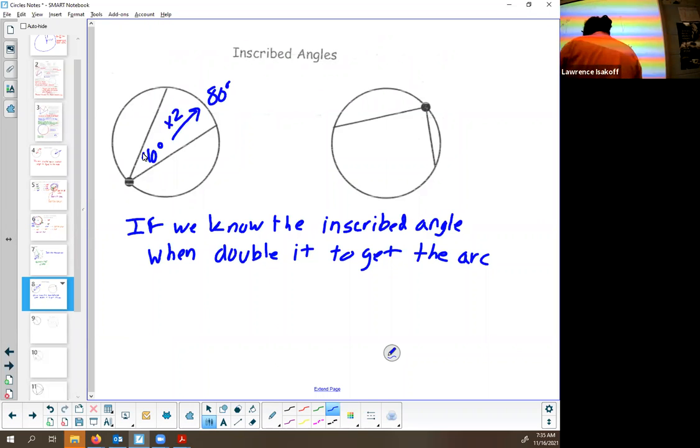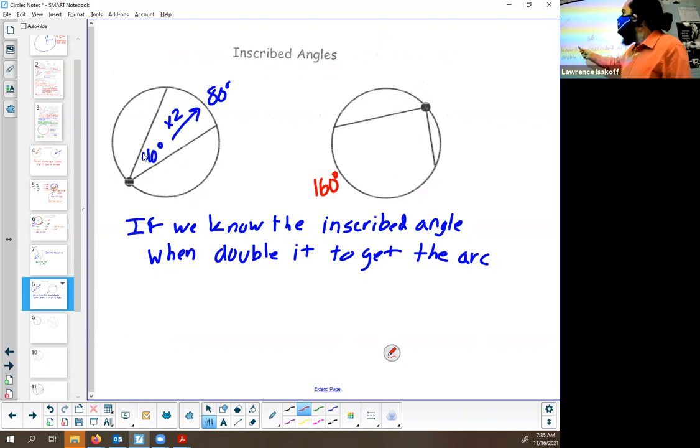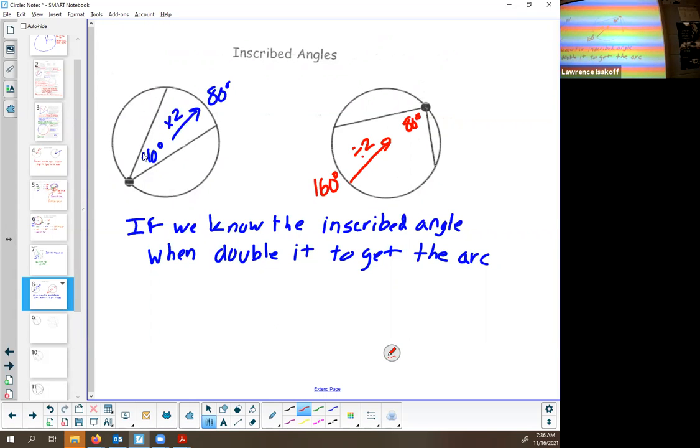So let's say here we're going in reverse. Let's pretend that this is 160. If going from the angle to the arc, we multiply by 2, going from the arc to the angle, what do you think we're going to do? Divide by 2. So 160 divided by 2 would tell me that that inscribed angle is 80 degrees.